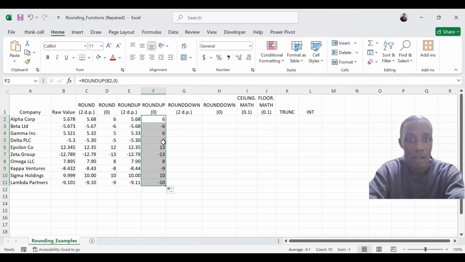And for the negative values, it's the same thing. Takes it further to have a negative 6. You can see here for our negative 10 is still the same thing. Unlike here where we have a negative 9 when we round to 0 place, here we have a negative 10.